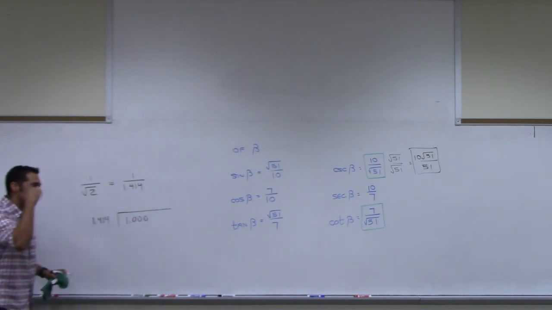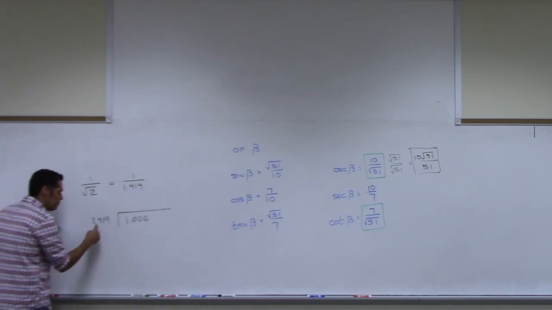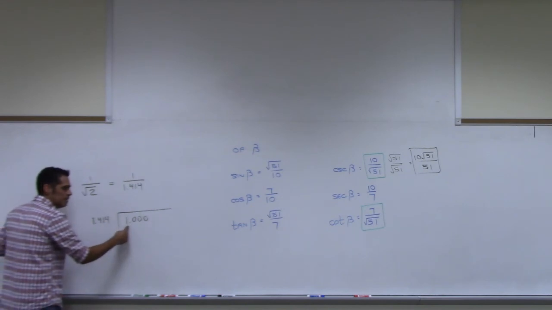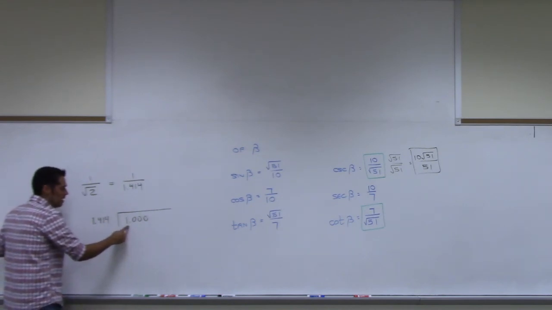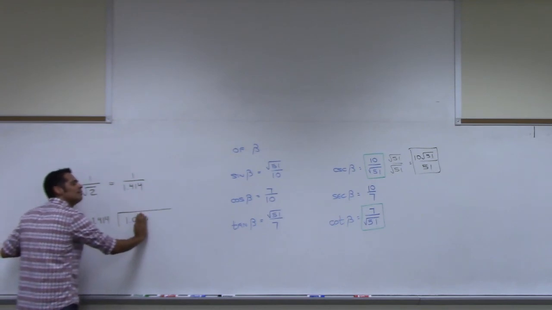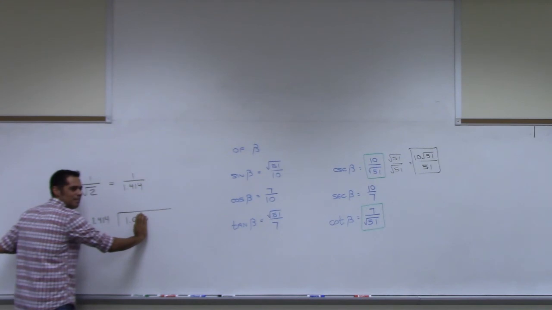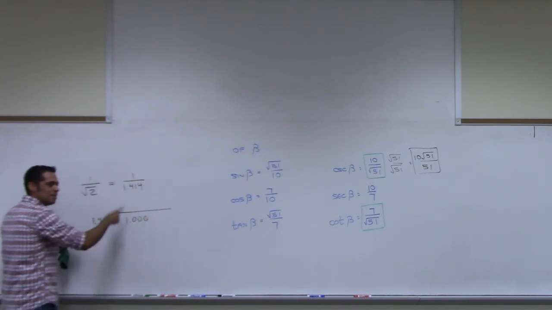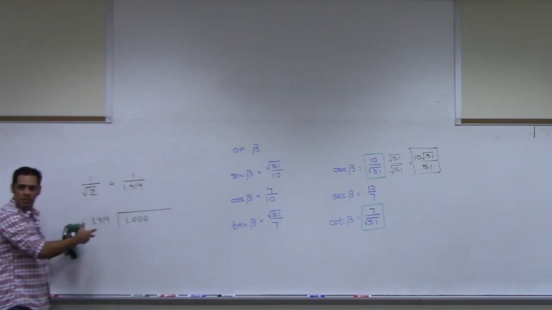Then I start asking myself the question, how many times does 1.414 go into 1? I would say, it doesn't. So I'd say, how many times does 1.414 go into 10? And then I'd be like, I don't know. Well, how many times do you think? Maybe 7 or 8 or something like that. So then we start messing around with it, right? You'll see the difficulty here?